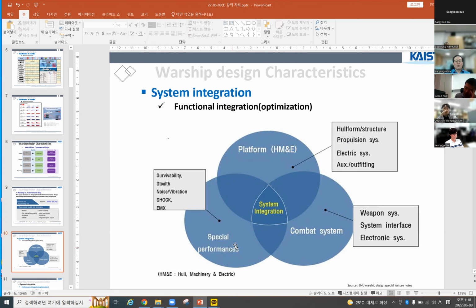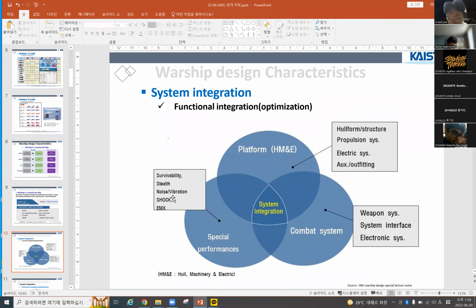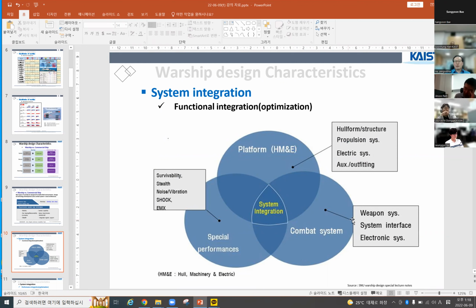The platform is HM&E: hull, mechanical, and electric systems, and propulsion. The special performance is survivability, stealth, noise and vibration, shock, and EMI. The combat systems are weapons, sensors, the system interface, and many electric systems. So all the functional items cross some functions, and the systems are integrated to the best compromise.